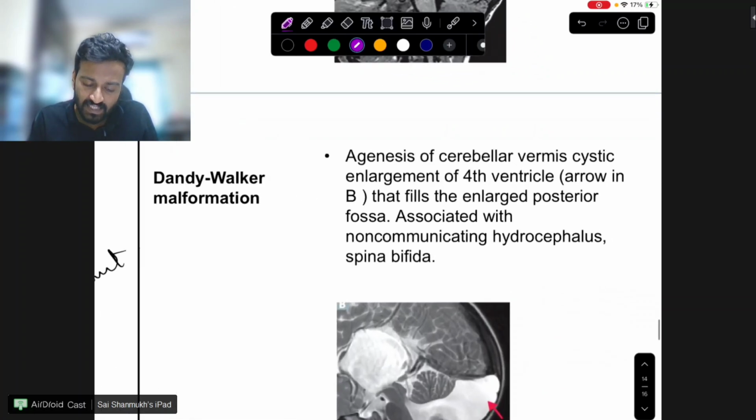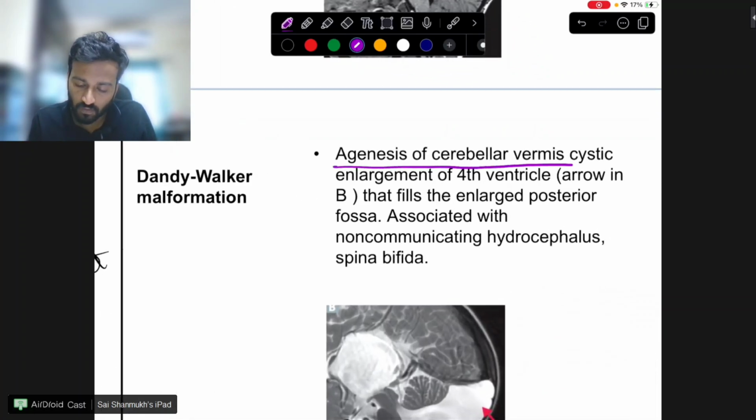So, Dandy-Walker malformation. This is agenesis of the cerebellar vermis. This is cystic enlargement of the fourth ventricle. The cerebellar vermis rises directly above the fourth ventricle, and if there is agenesis, you can see the dilatation as we see here.